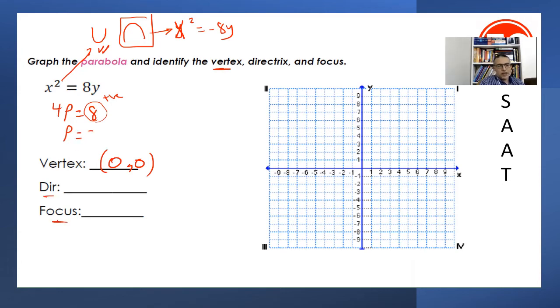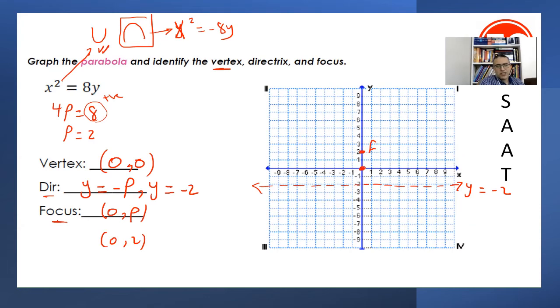Now I'm looking for the directrix and the focus. The value of p is equal to 2. So the directrix is y equals -p, so y is equal to -2. I go to the point -2 and draw a straight line. This straight line is y equals -2. This is the directrix. Now the focus point is (0, p), so it's (0, 2). Here is (0, 2), the focus point. The vertex is (0, 0).